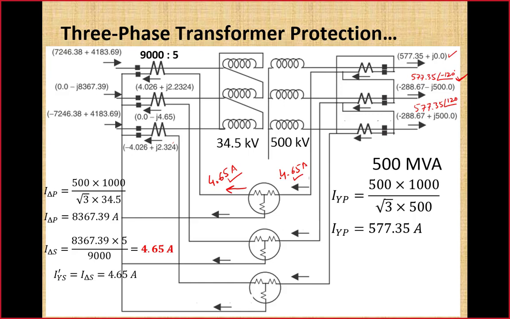Current on the secondary side of Y side of main power transformer should be equal to the delta secondary current, that is 4.65. Here I have used an additional superscript prime to make a discrimination between two CT secondary currents, because CTs are connected in delta configuration. One will be the CT current within the delta and other is CT current coming out of the delta.